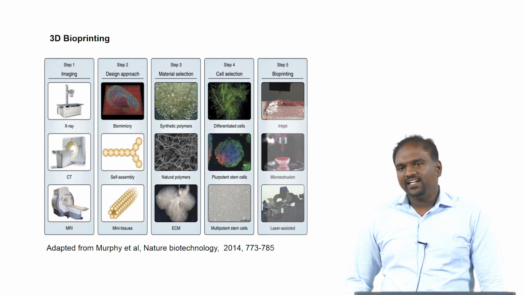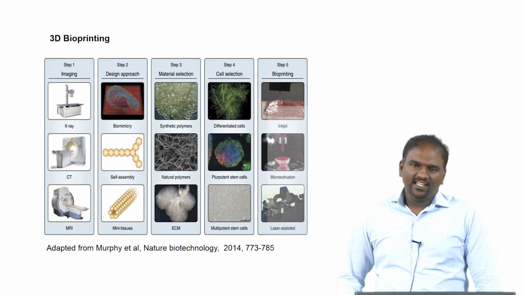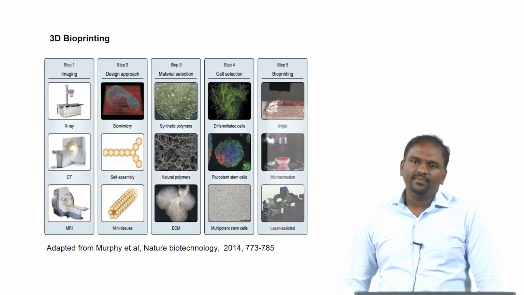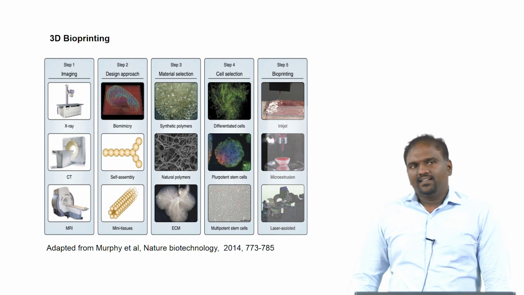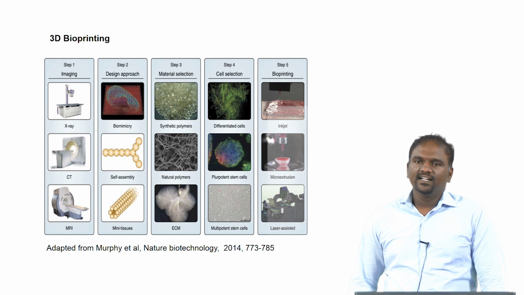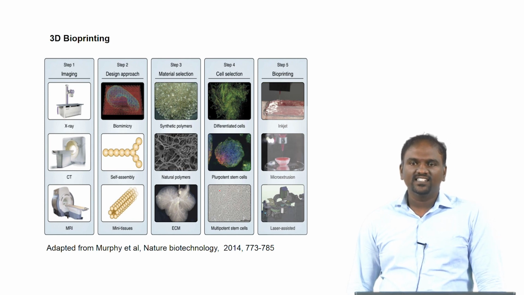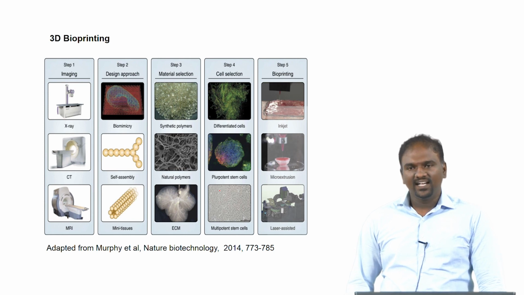If you want to make only an epidermal graft, then we need to choose only keratinocytes. If you want to make a dermal graft, we need to choose only fibroblasts. Or if you want the skin to have a particular color, we also need to choose melanocytes, and those need to be co-cultured with the keratinocytes.